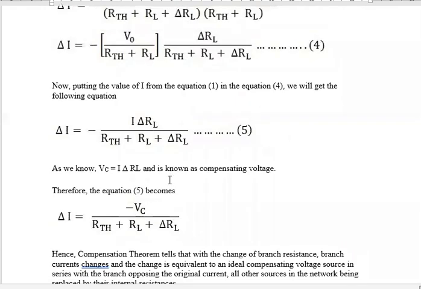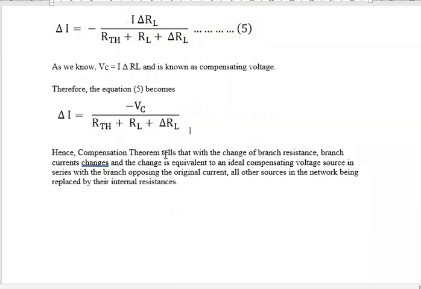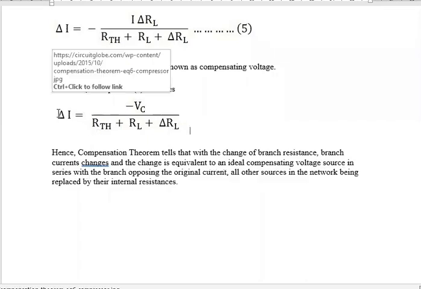Now, hence the compensation theorem tells that with the change of branch resistance, that is RL is changed to RL plus delta RL, the branch current changes. So the branch current will be changing from I to I dash, and the change, meaning delta I, is equivalent to an ideal compensating voltage source in series with the branch opposing the original current.